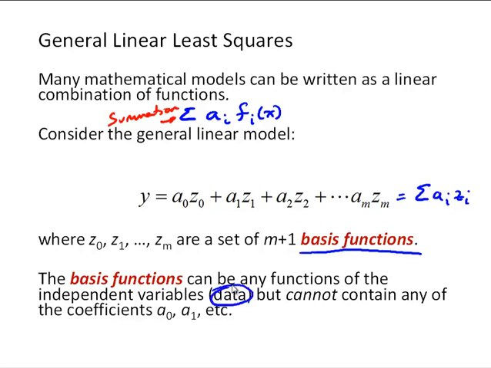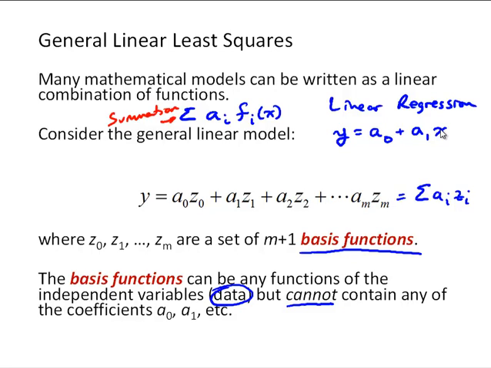So for the data, we might have one or more independent variables. But an important note here is that the basis functions cannot contain any of the coefficients in the model, a0, a1, etc. So recall for a linear regression, we were limited to models with two coefficients, right? So it had to be y equals a0 plus a1x.